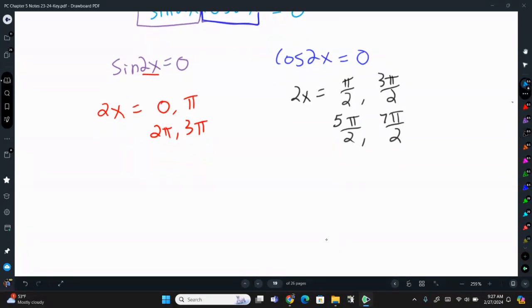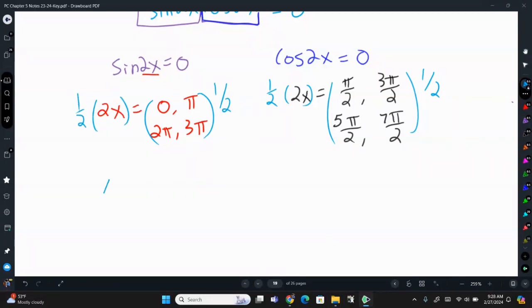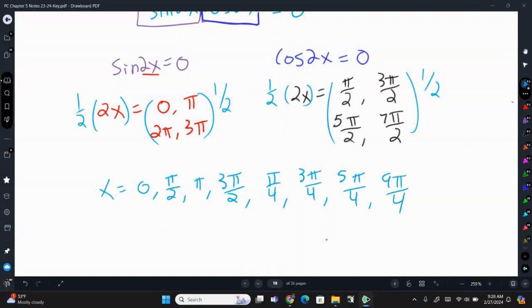And for each of these, we have to multiply both sides by 1/2. So x equals 0, pi over 2, pi, 3 pi over 2. That takes care of the sine part, the left one. Then for the one on the right, we're going to have pi over 4, 3 pi over 4, 5 pi over 4, and 9 pi over 4. So those would be our solutions.